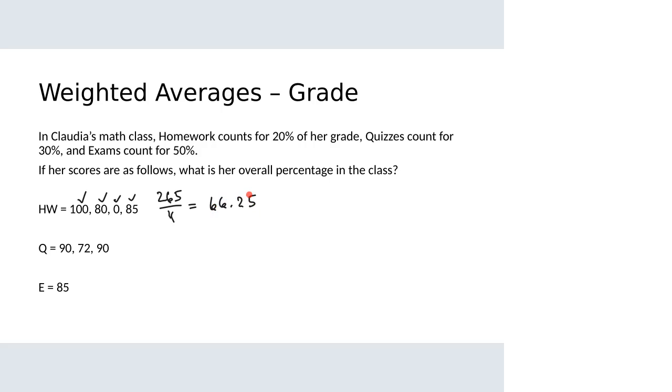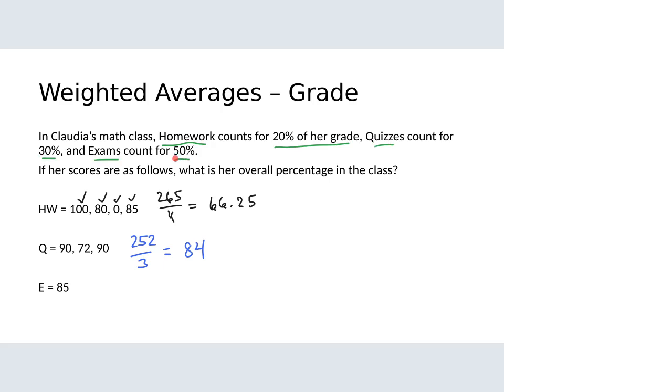For the quizzes, we're going to do the same thing, and we'll have 90 plus 72 plus 90 is 252. And that'll be divided by 3 because there were 3 scores. That's 84. And the exams, there was only 1. So we already have the average. It's just the 85 that's sitting there. Now the weighted average part comes into play. Homework is 20% of the grade. Quizzes are 30% and exams are 50.